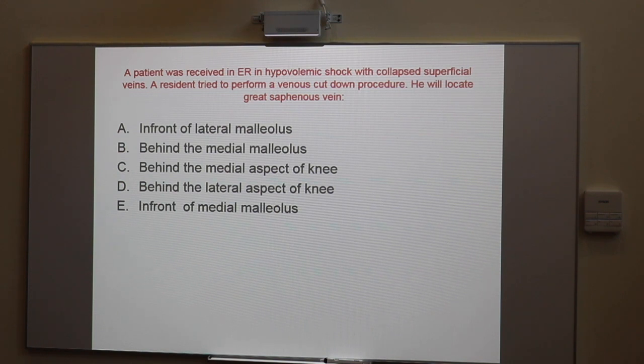Yes. In front of the medial malleolus. C is also right, behind the medial aspect of the knee, but that is quite deep, so it's not easy to find the great saphenous vein there. So the most easily accessible site is in front of the medial malleolus, where it is very superficial and you would not damage anything else.